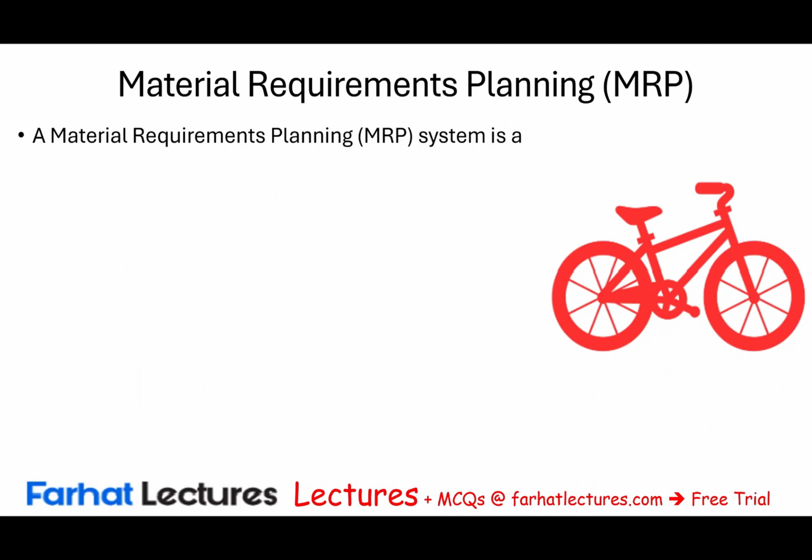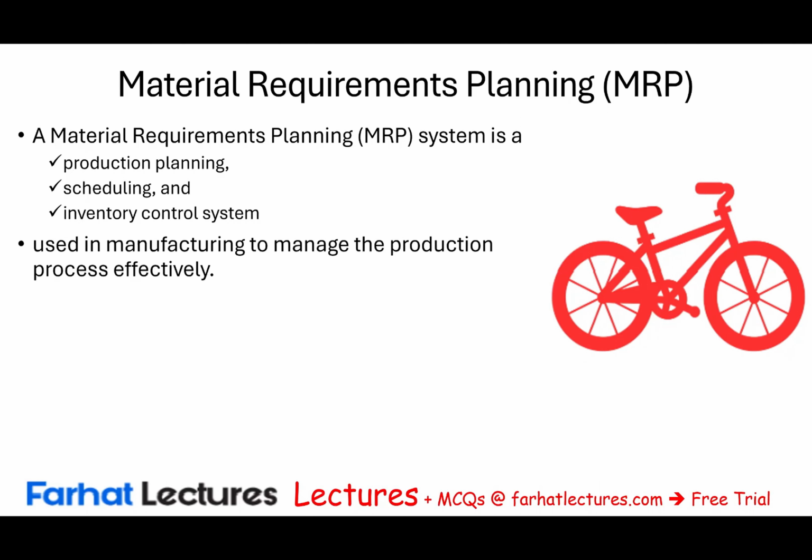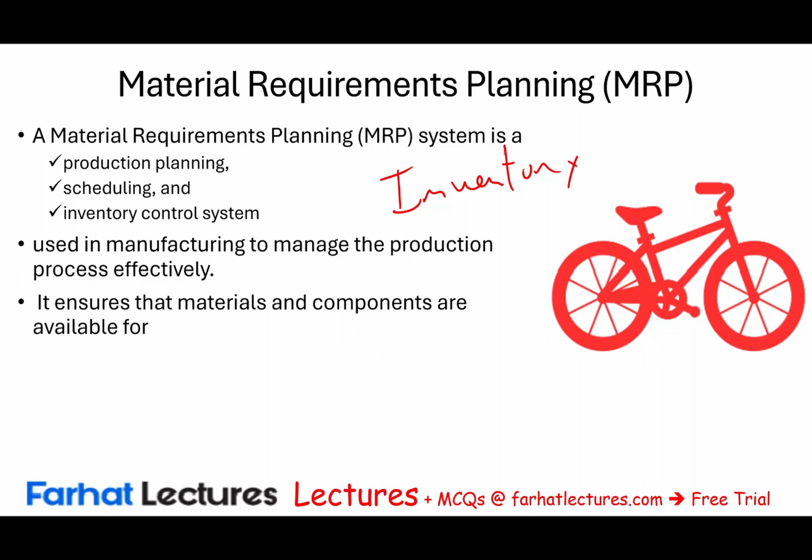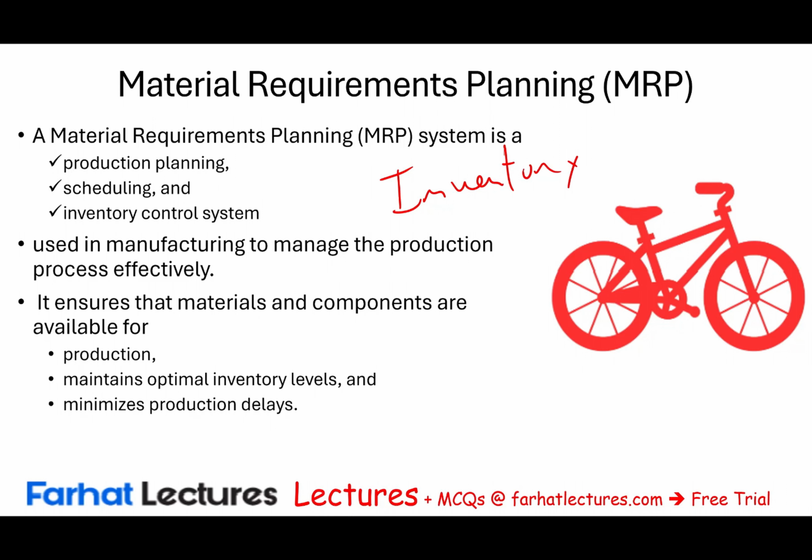A material requirement planning system is a production planning, scheduling, and inventory control system used in manufacturing to manage the production process effectively. Think of MRP as part of your inventory management or inventory control. Technically, it's a sub of your inventory account. It makes sure that material and components are available for production, whatever you are producing, maintaining the optimal level of inventory. You don't have too much, you don't have too little, and it minimizes production delays by planning the proper elements for the production, the proper structure. Remember, it's a planning system.